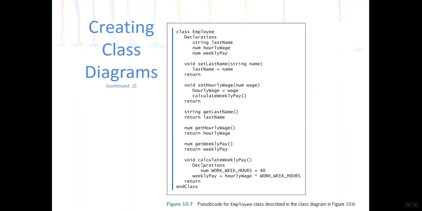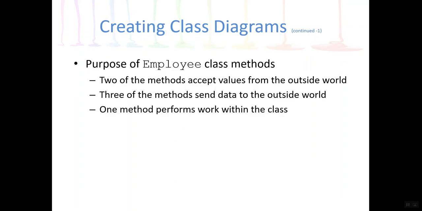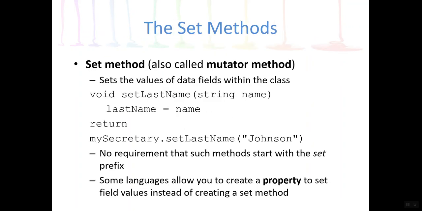And then we have the calculate weekly pay, which is neither a set nor a get. And that one does some work within the class. So you'll notice some patterns. They're set methods, also called mutator methods, that are used to set the value of a data field, also called instance variable or attribute or field within our class. Okay, so set last name is an example of that.